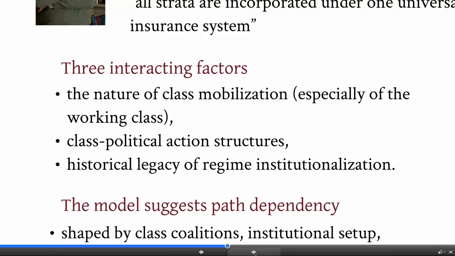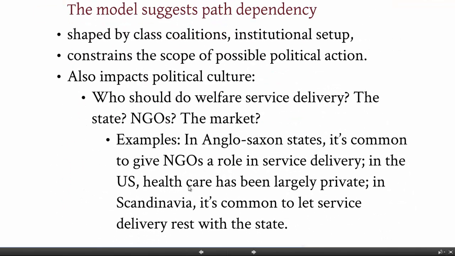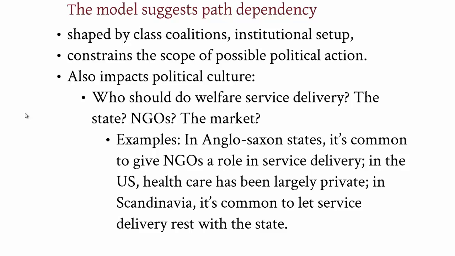And so I've written here that the model suggests path dependency. And this means that once a particular coalition of groups, class coalitions, and a particular institutional setup has come into being, this will really constrain and affect the scope for possible political action in the future.